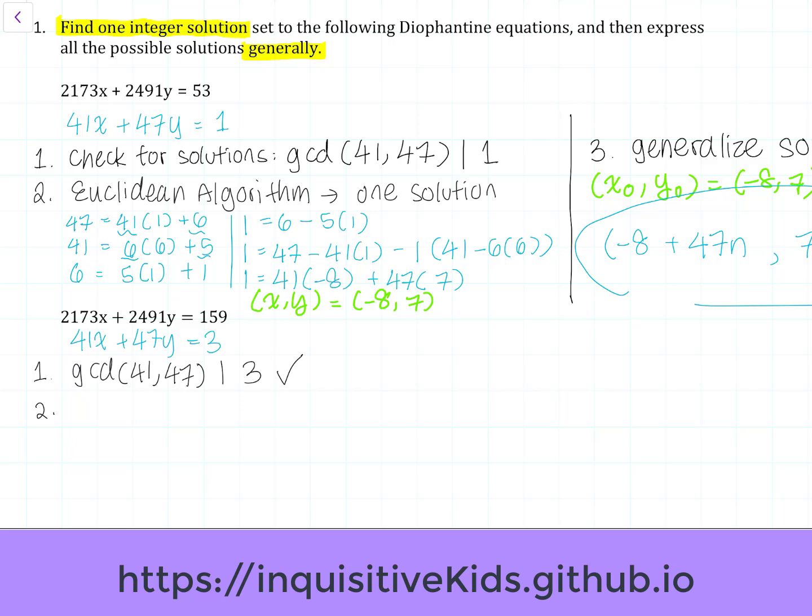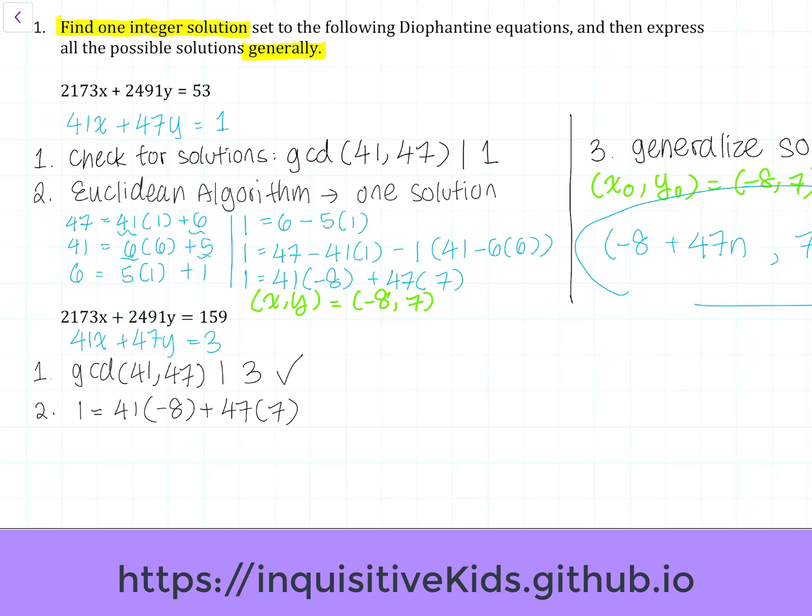But in any case where the right side is not a 1, so in this case we have a 3, what we can do is still use the Euclidean algorithm that we got for 1, but then multiply both sides by 3. Let me show you what I mean. For example, in the end, after the first one, we were able to express 1 as 41 times -8 plus 47 times 7. So let's write that here. 1 is equal to 41 times -8 plus 47 times 7.